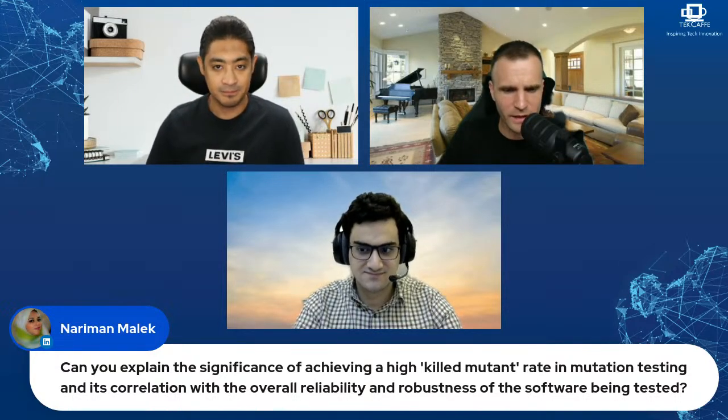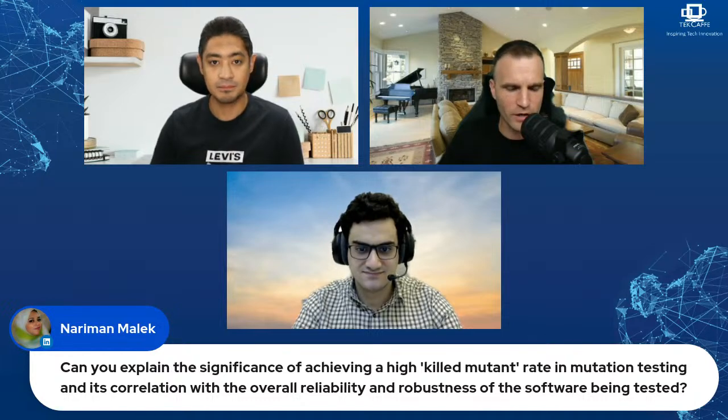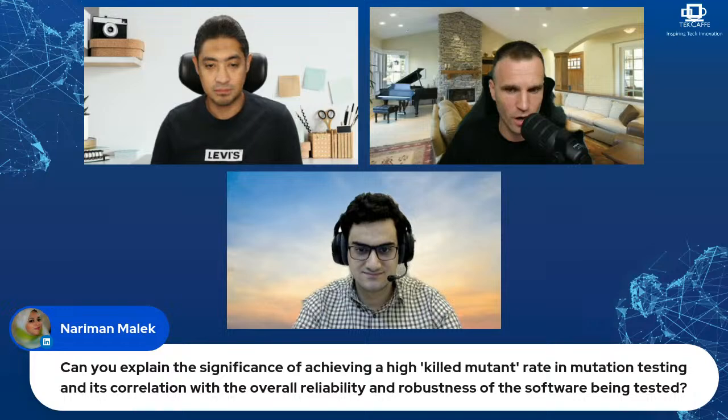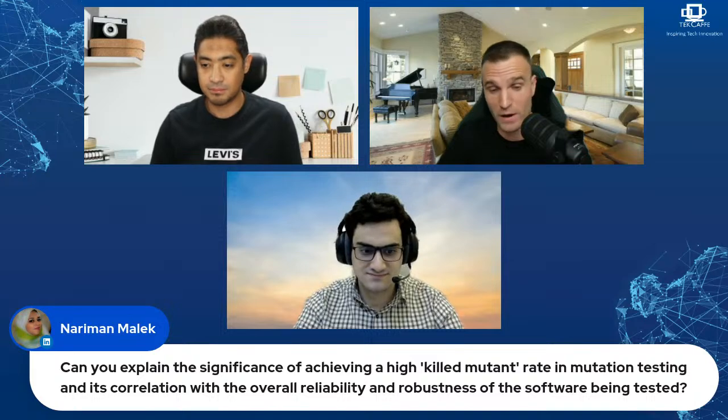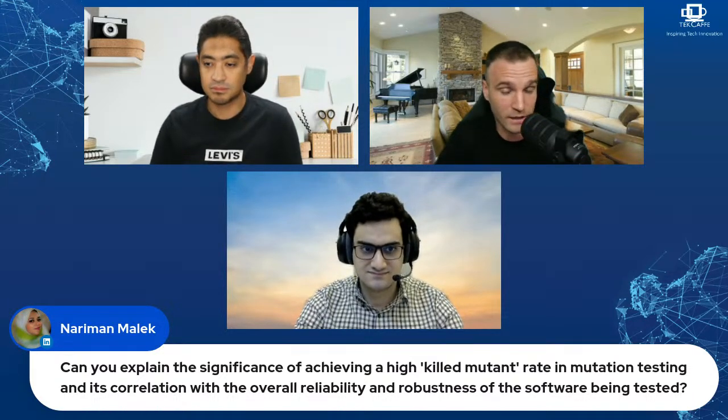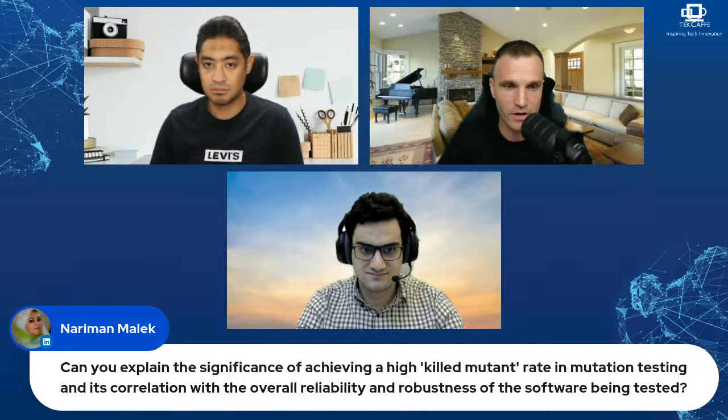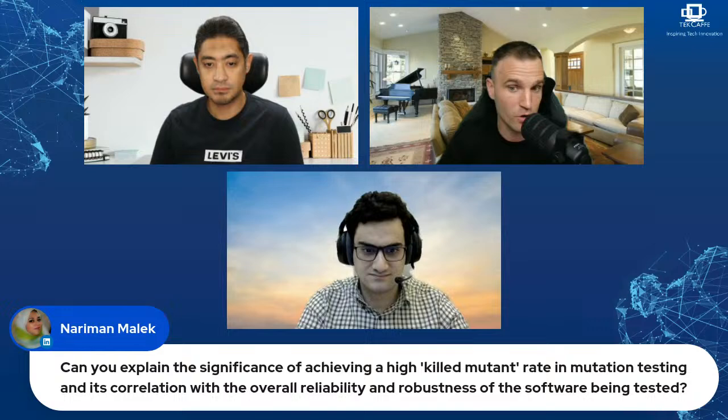The reliability, absolutely. If you achieve a high killed mutant rate, it means that all the modifications which have been created are covered by your tests. So your test suite is strong enough to find any bugs you might introduce as regressions in the future. So it makes your tests reliable. Really, the higher the killed mutants, the more reliable your test suite, and the more you can trust it.